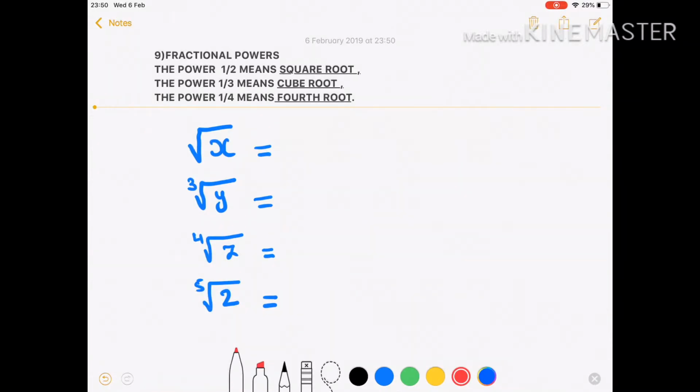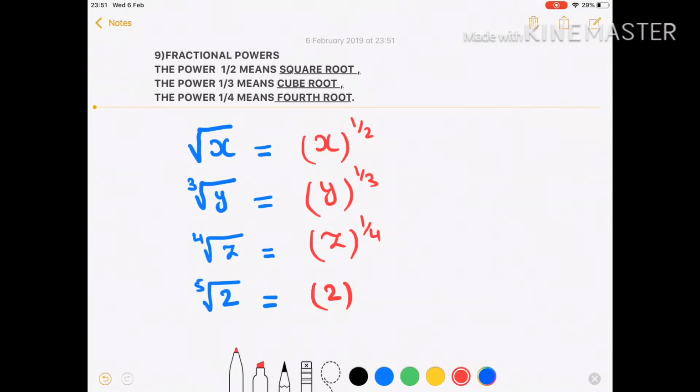Rule number 9. Important thing, square root equals power 1 by 2. Suppose in the first question, x square root. So it means x power 1 by 2. So cube root, when in the next question cube root is there, it means y power 1 by 3. When fourth root is there, it means power 1 by 4. And when fifth root is there, it means power 1 by 5. So these roots are very, very important. Please remember, especially the first one, x square root equals x power 1 by 2.